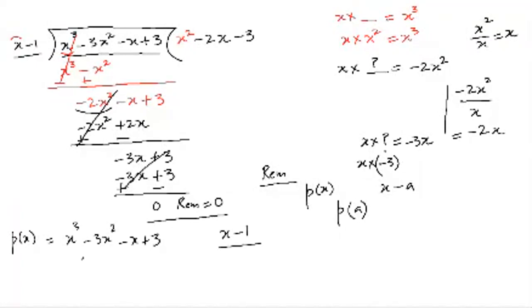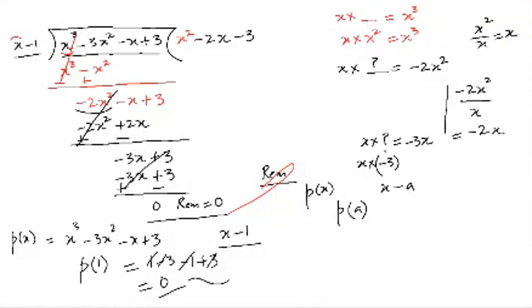So what should be the remainder? Remainder should be p of a. P of a means, this is a, p of 1. That is equal to, simply put the value of x equal to 1: 1 minus 3 minus 1 plus 3. So you see guys, everything cancels out. P of 1 is 0. Remainder theorem says that when I divided this polynomial with this, my remainder is 0.